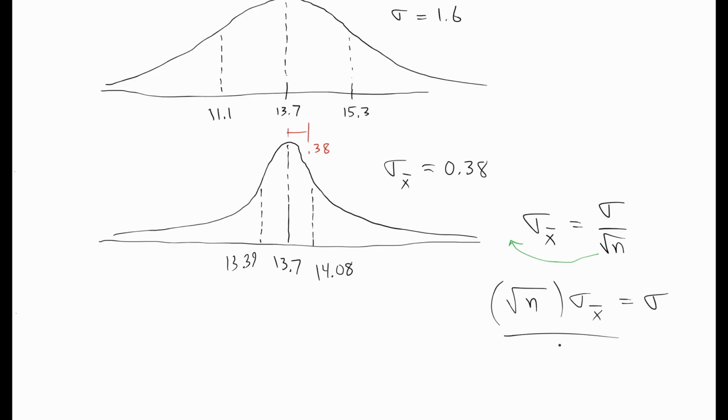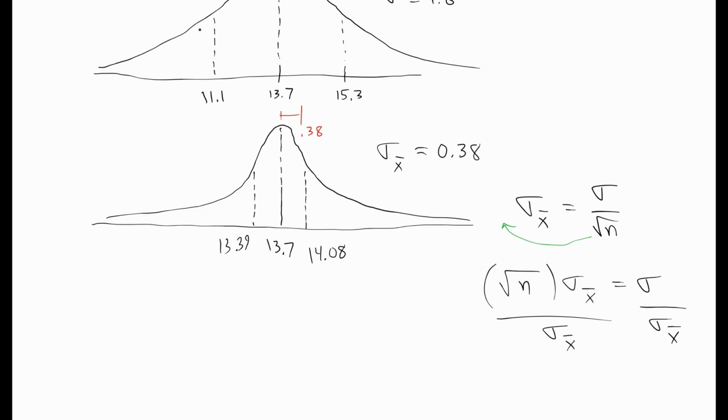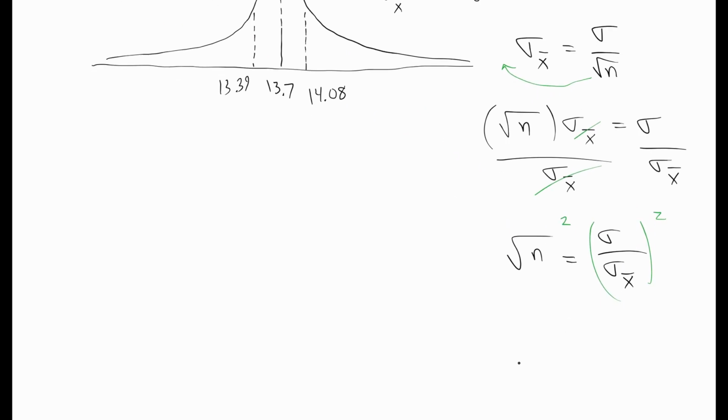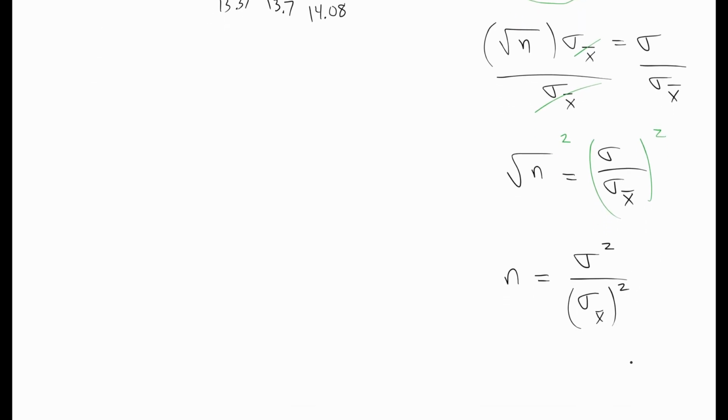And then if you divide, you get that. These cancel. And you get that the square root of n is sigma over sigma x bar. We would then want to square both sides of the equation. And then we would have n alone. And we'd have this formula.